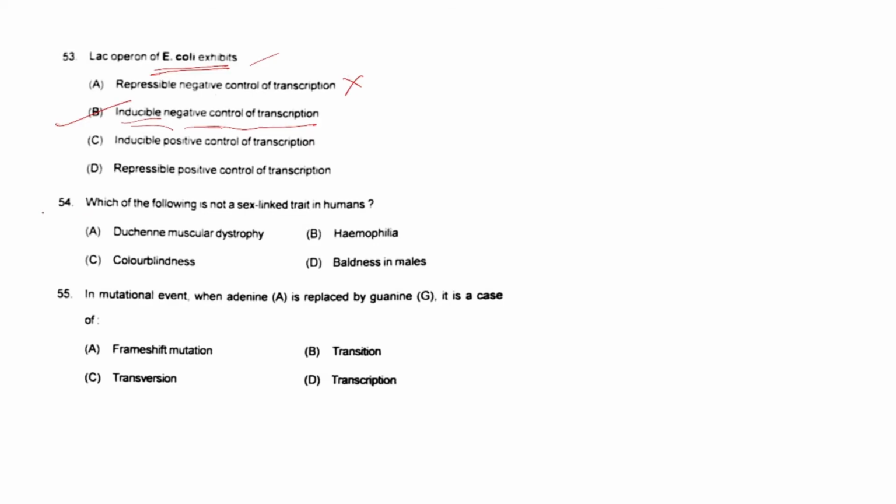Next, question number 54. Which of the following is not a sex-linked trait in humans? Not a sex-linked trait. Okay. Duchenne muscular dystrophy, it is X-linked. This is a sex-linked trait. That is why this will not be the answer. Color blindness, of course, this is sex-linked. Again, X-linked. Hemophilia, this is also sex-linked, so this is not the answer.